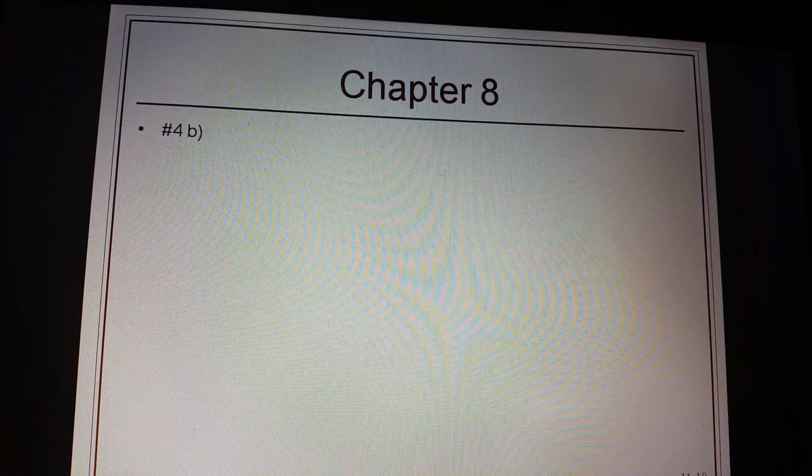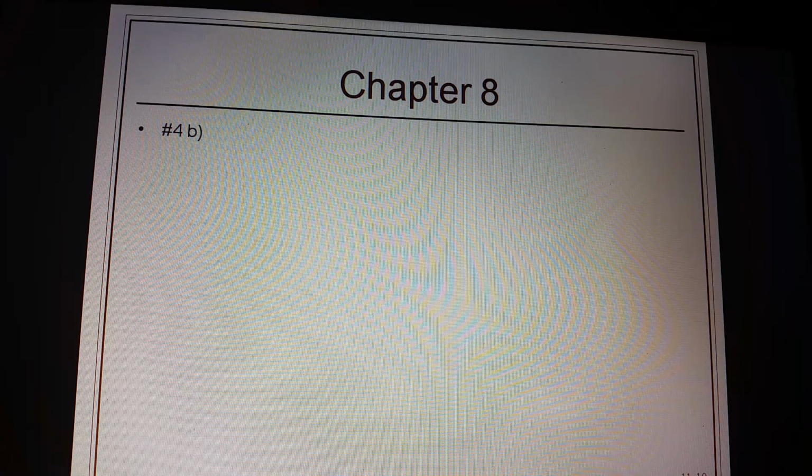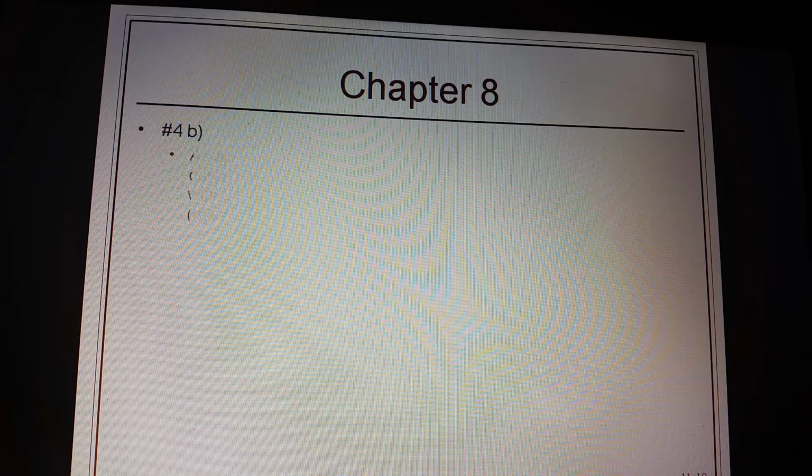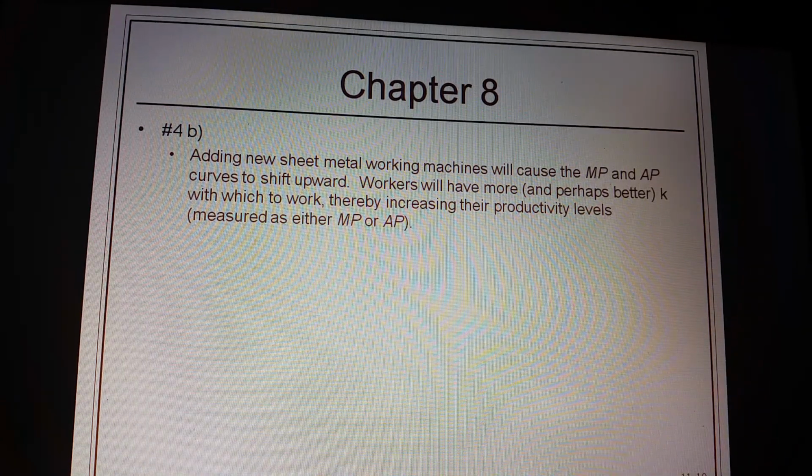Part B asked, provide an alternative to cracking down as a means of increasing productivity. Here you could add new sheet metal working machines, which will cause the marginal product and average product curves to shift up. Workers will have more and perhaps better capital with which to work, thereby increasing their productivity levels. So that's chapter 8.